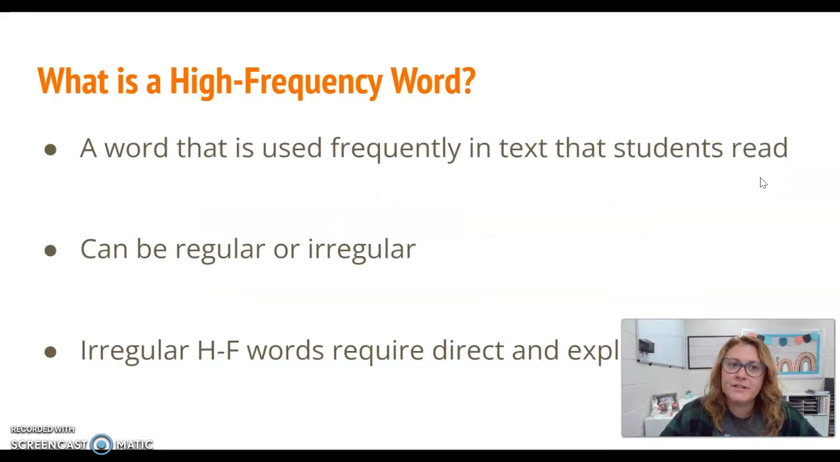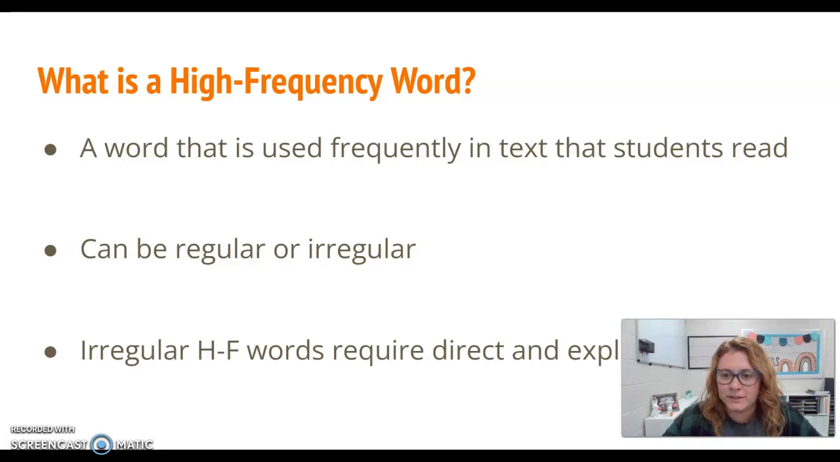First, it's important to understand, in the context of our 95% Group core, what is being referred to as a high-frequency word. A high-frequency word is a word that is used frequently in texts that students read. High-frequency words can be regular or irregular. For example, in first grade 95 core, regular high-frequency words are words like just or ask, because those are words that follow regular spelling patterns that students can encode.